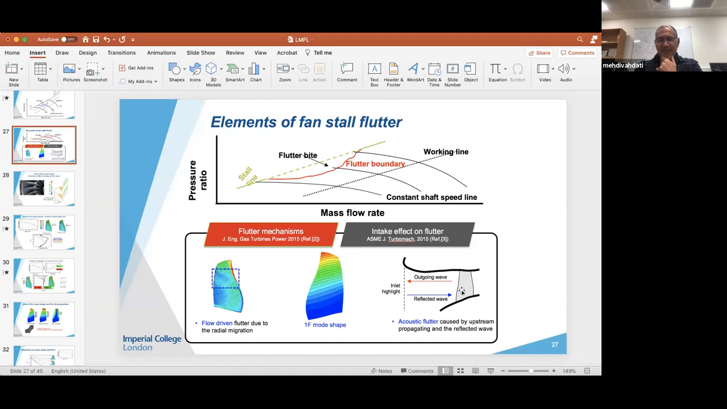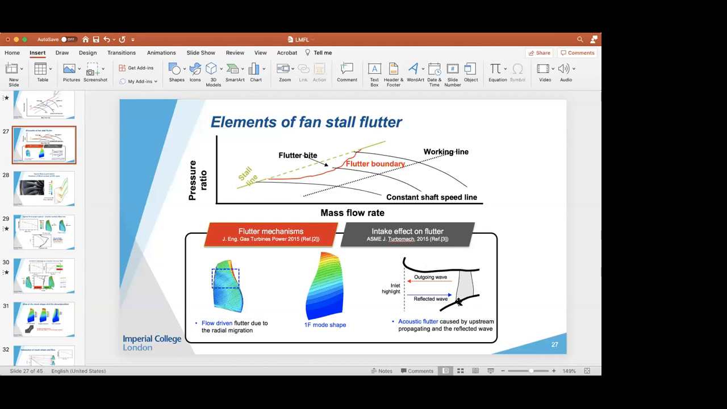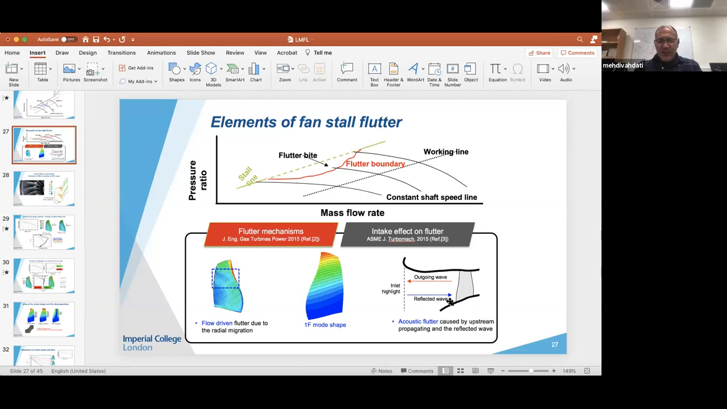So this is the fan blade. I don't know whether you could see, this is my fan blade. This is the spinner, and this is the intake cowling. That's the intake. Okay, so let's ignore the spinner. The spinner changes the acoustic nature. You get some reflection at the point where the spinner finishes, but we can ignore that for the time being.